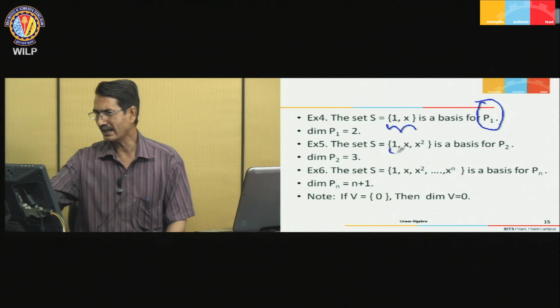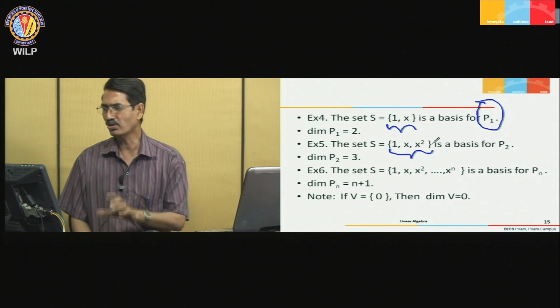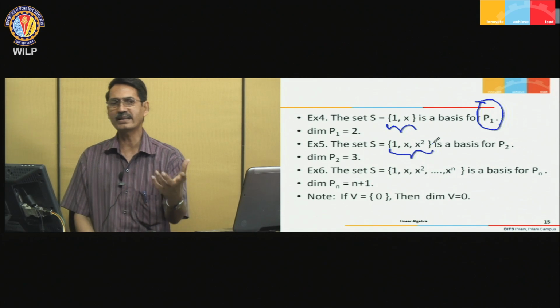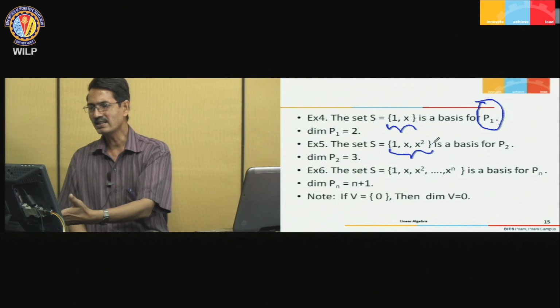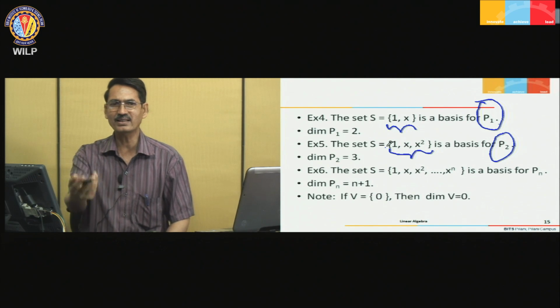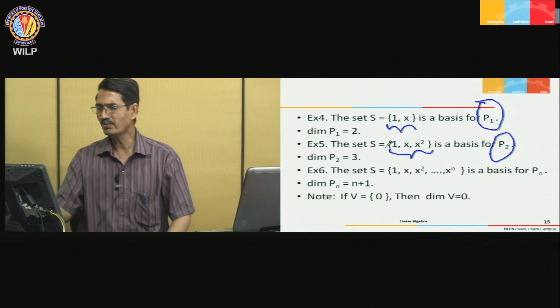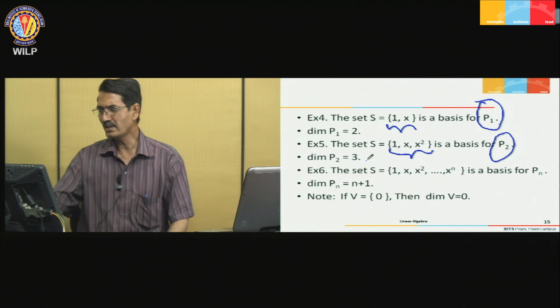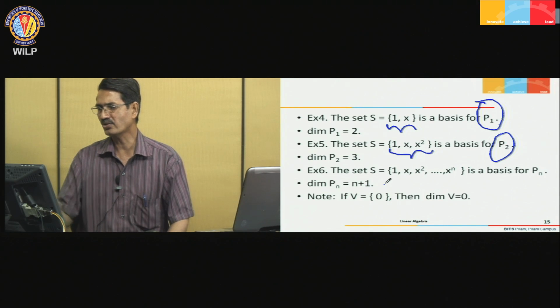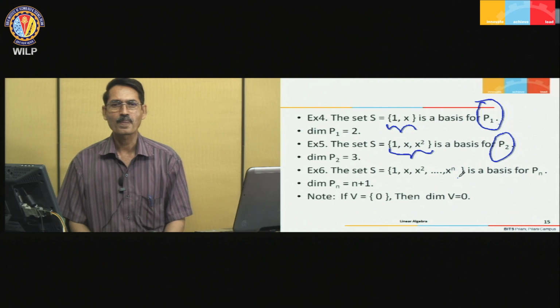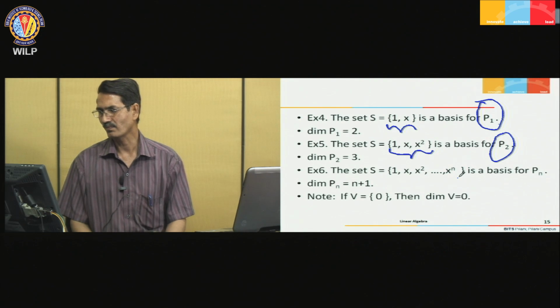Similarly, 1, x and x squared are linearly independent, because a into 1 plus b into x plus c into x squared equal to the zero polynomial implies that a is 0, b is 0, c is 0. So S is linearly independent. Again, any element of P2 is a linear combination of 1, x and x squared. Therefore, S spans P2, S is a basis, and hence the dimension of P2 is 3. Similarly, the dimension of Pn is n plus 1, where S is 1, x, x squared, ..., x to the power n. This is a basis for Pn, and these bases are called the standard basis or natural basis.